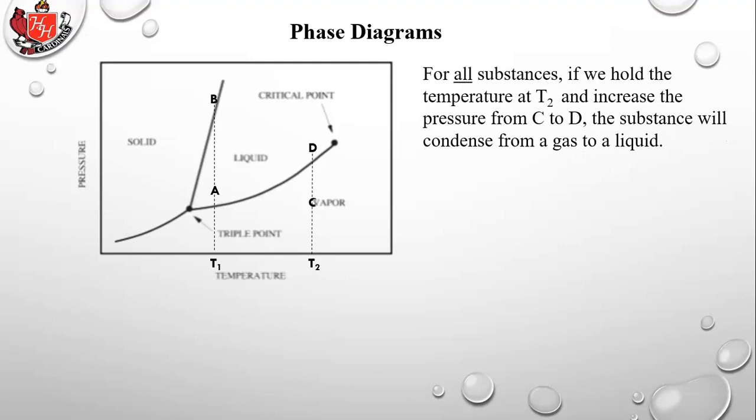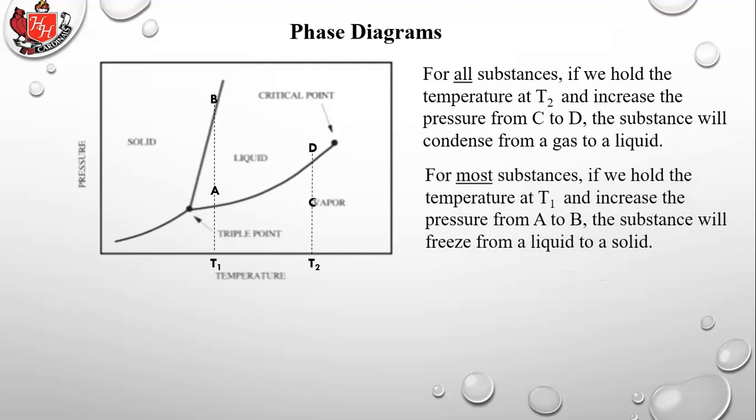So for all substances, if we hold the temperature at T2, so look at T2 over there on the temperature axis, and increase the pressure from C to D, the substance will condense from gas to liquid. So we've talked about that you can get a substance to go from vapor down to a liquid by squeezing the molecules together, just squeezing them, physically squeezing them together into a liquid.